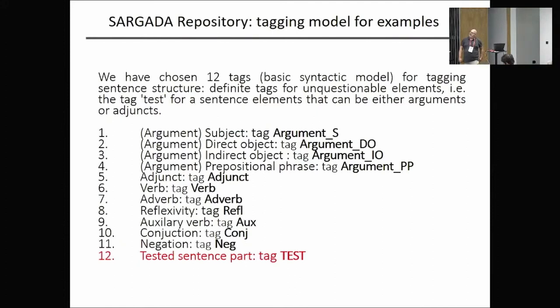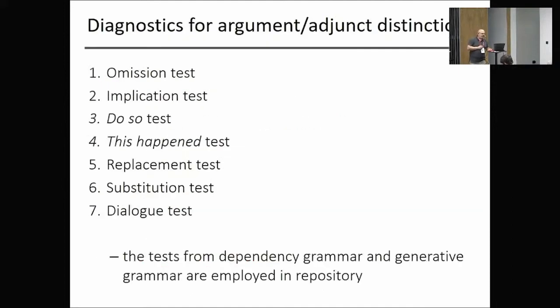We also had to decide how to manually tag those sentence elements in order to have the parts that had to be tested different from parts that are unquestionable in this database. So we have subject, direct object, indirect object, prepositional phrase, so on, so on. And the part that we should test is marked or tagged test in the system. We shall see it later.